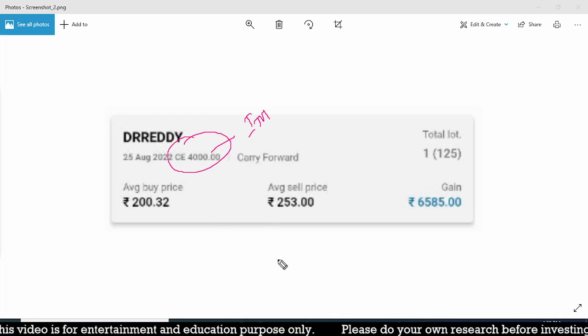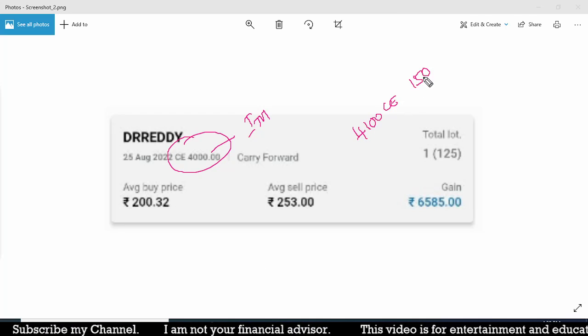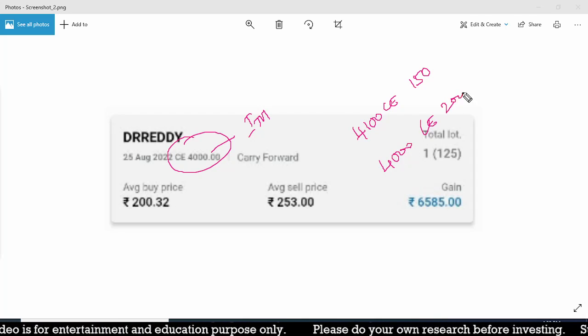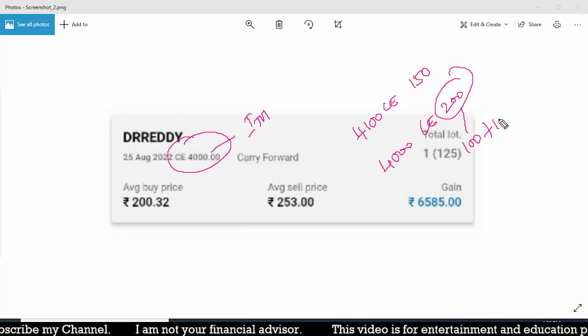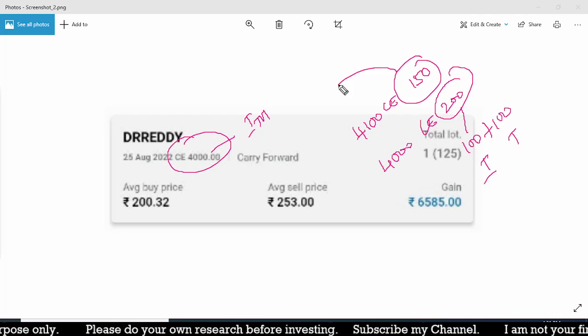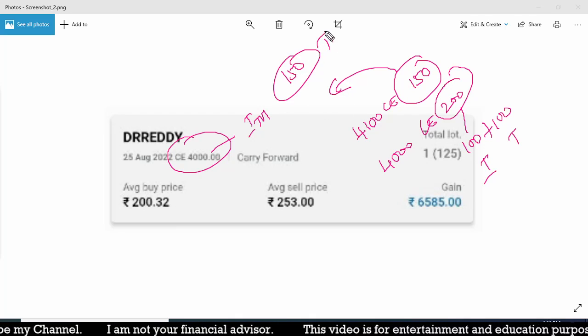Let us assume on the day the 4,100 call is around 150 rupees, and this 4,000 call option would be 200 rupees. If I buy this call option, there would be 100 rupees of intrinsic value plus 100 rupees of time value. But if you buy the 4,100 call, all the premium of 150 rupees is time value only.